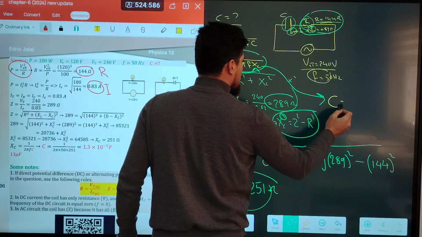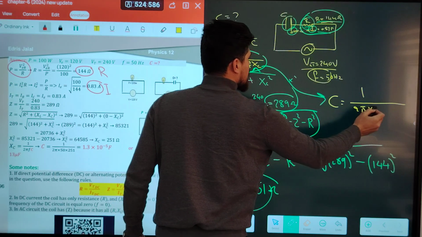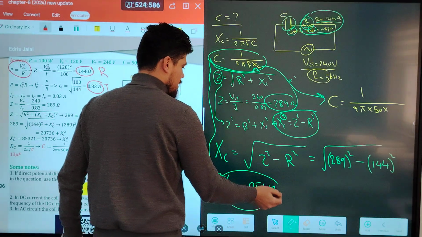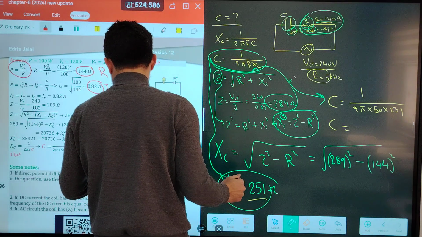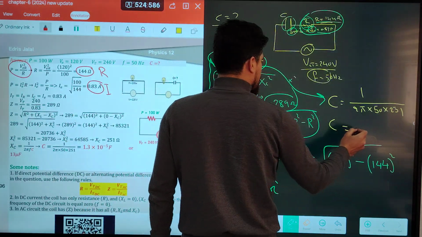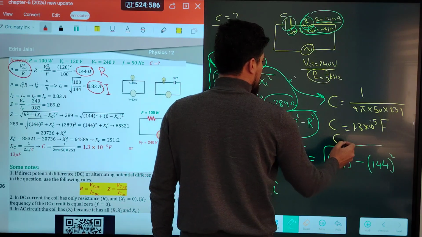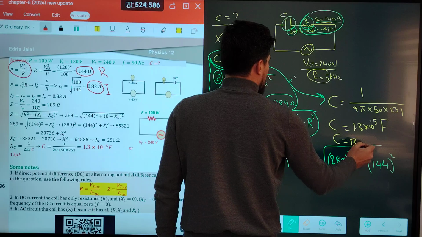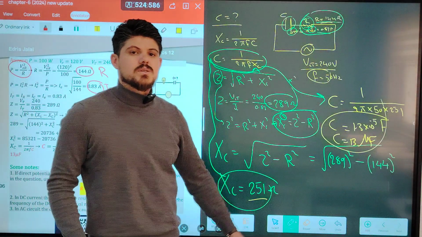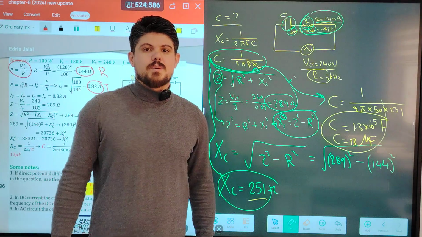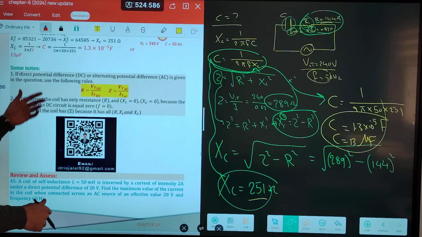Guys, look, C is equal to 1 over 2 pi times 50 times XC, 251. C is equal to 1.3 times 10 to the power negative 5 farad, or you can say 13 microfarad, which is the same thing. This is the final result of the capacitance of the capacitor in this question. It's a very good question. You have to pay close attention to questions like this.